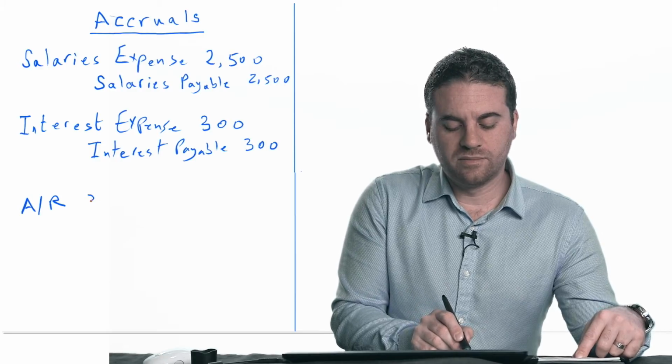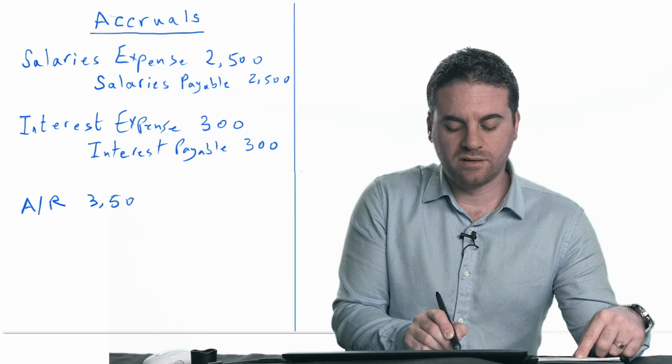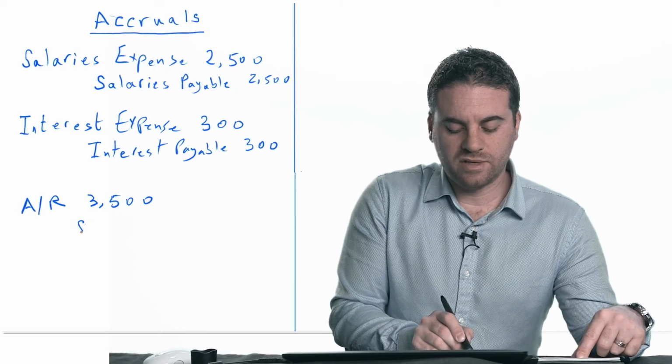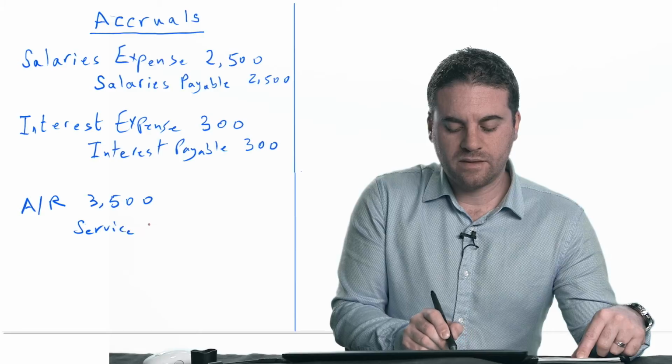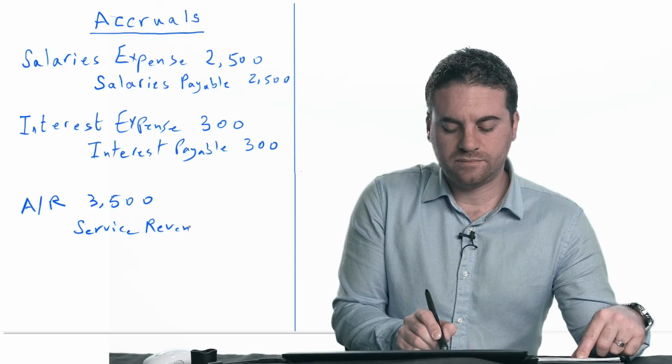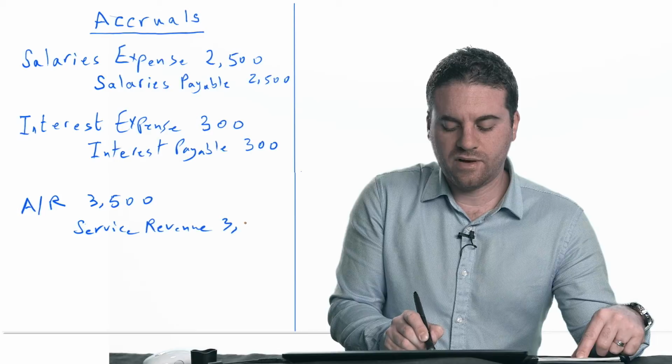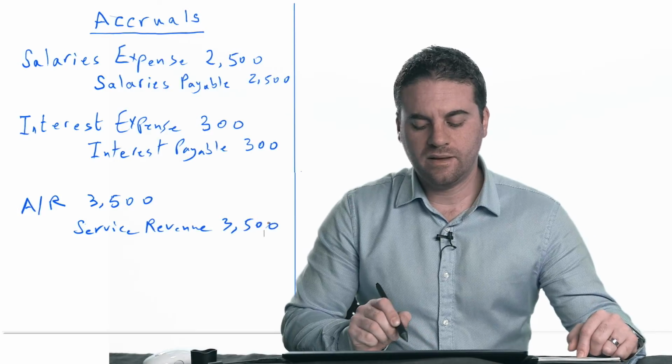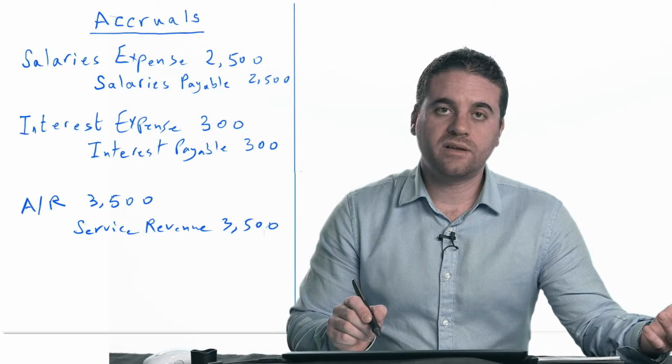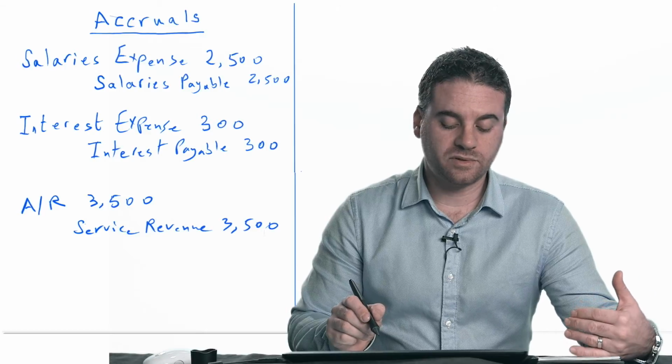So debit accounts receivable, let's say that was $3,500, and then our credit, we will say service revenue, $3,500.